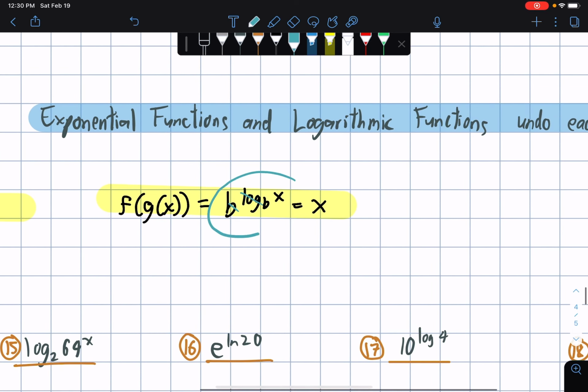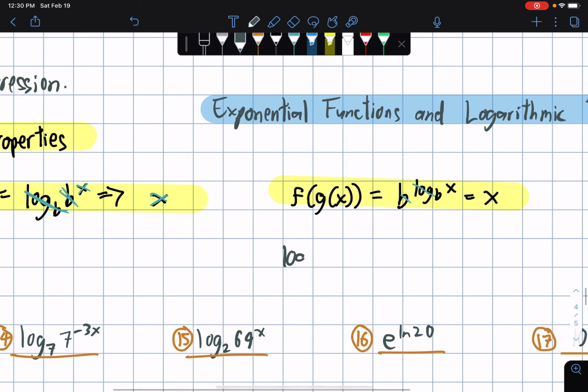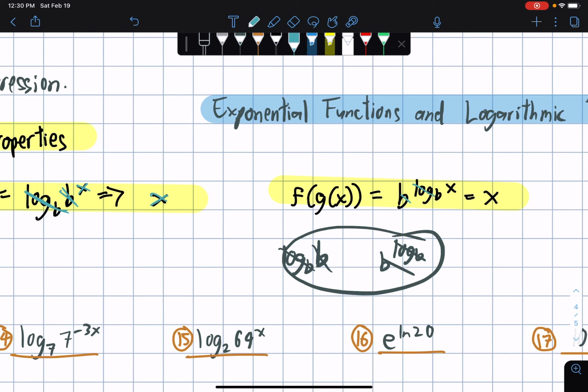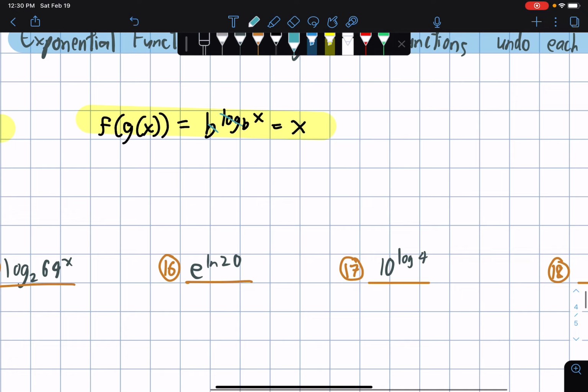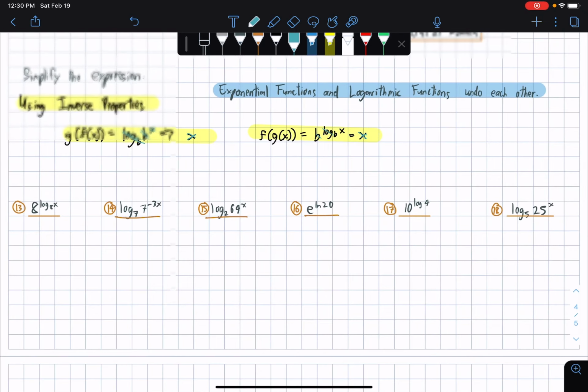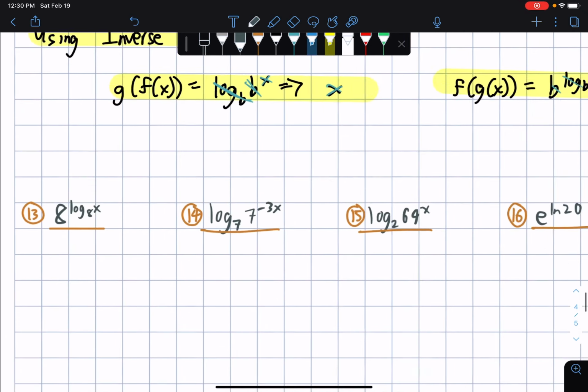When it comes to these kinds of questions, basically the inverse. So before we have log sub b of b, they can be cancelled. Now we have b raised to log sub b, they could be cancelled as well. They're basically inverses of one another, and we still get the value x. Now let's proceed to practice questions.